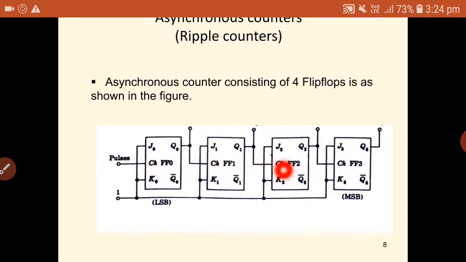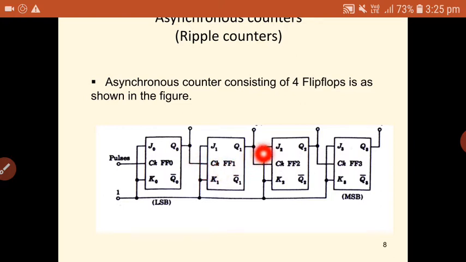You are not applying the same clock pulse to all the flip-flops at a time simultaneously. Instead, only the first flip-flop is applied with the external clock pulse, and the clock input for the rest of the flip-flops will be derived from the outputs of the previous flip-flops.